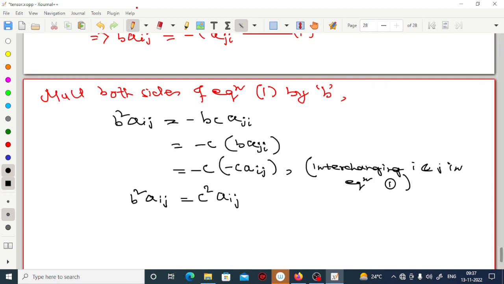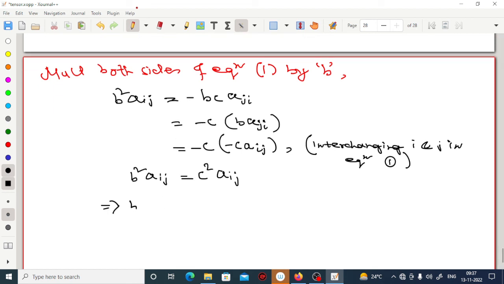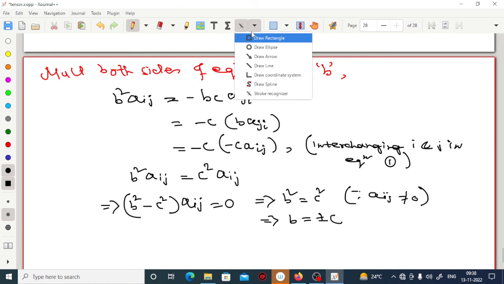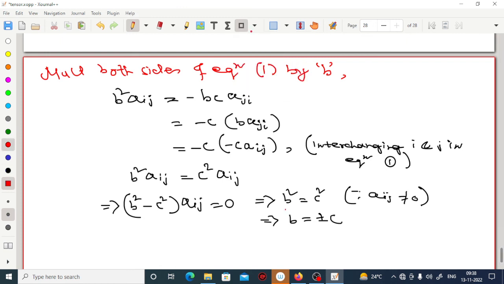Let us now see. I bring everything to the left. I bring everything to the left, b square minus c square times a_ij is equal to 0. Since a_ij is not equal to 0, definitely b square is equal to c square, or b equals plus or minus c. So from here you get the important idea that b is plus or minus c.